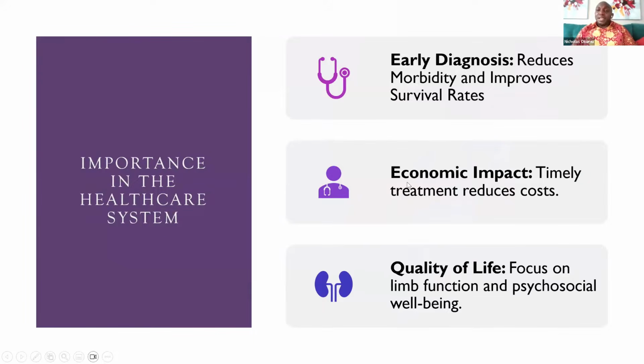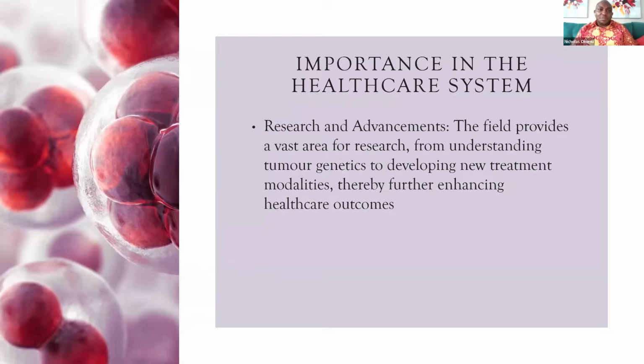essentially, hopefully get early diagnosis, which improves our survival rates. The economic impact, if we do timely treatment, reduces costs. And also, lastly, we should be thinking of quality of life. And in this aspect for orthopedic oncology, the focus is around limb salvage and allowing our patients to keep function and mobility.